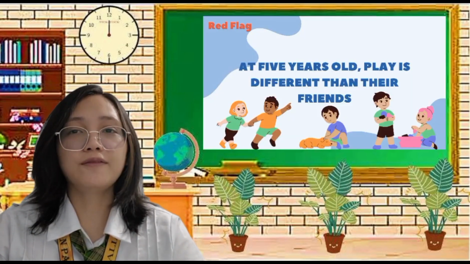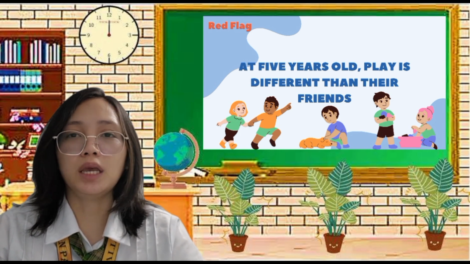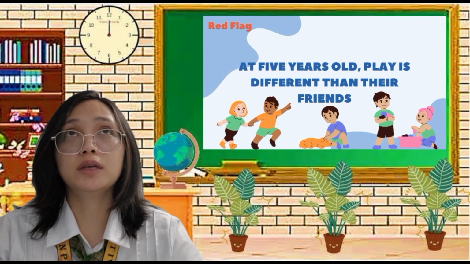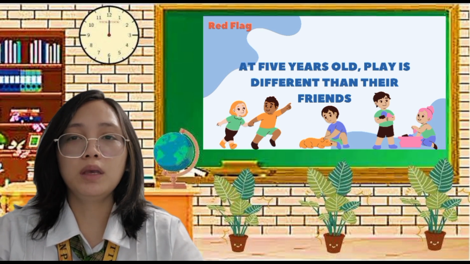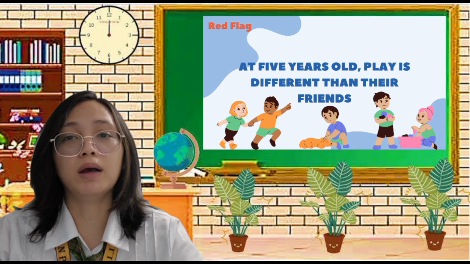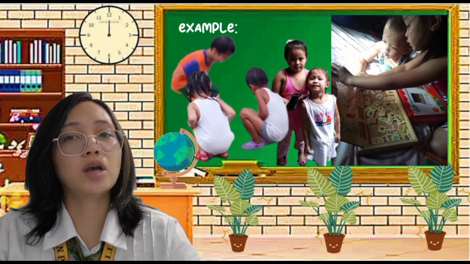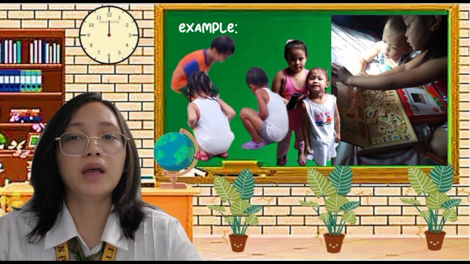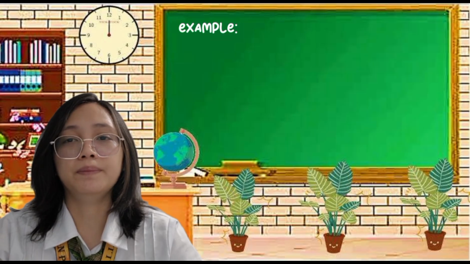And next, at 5 years old, play is different from their friends. At this age, you can expect tricky emotions, independence, friendship and social play, plenty of talk, improved physical coordination, and more. Normally, we can see children playing with other kids in the same activity. Like here in my example, where my two kids are playing with each other and wanted to play with other kids. When a child prefers to play alone or doesn't want to play with other kids, there might be a problem.